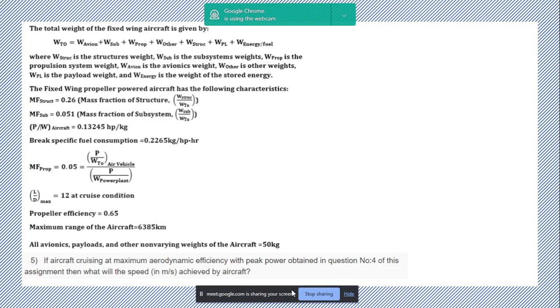What will be the speed achieved by the aircraft when it's flying at the peak power obtained? How will we go about doing this? Power is nothing but thrust into velocity. This velocity is what we have to find.